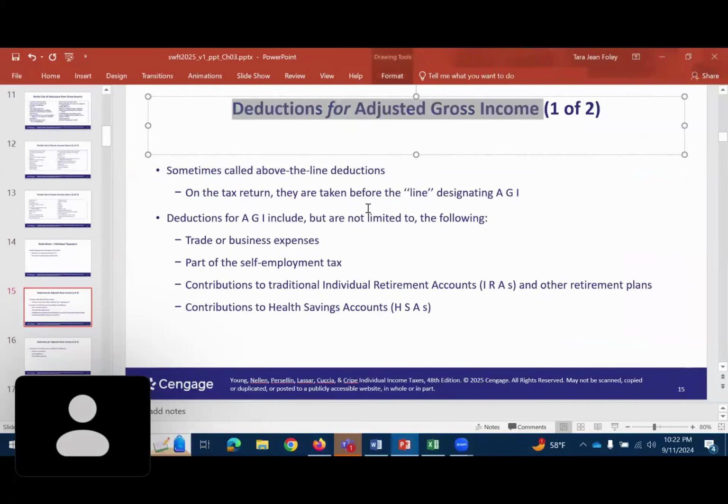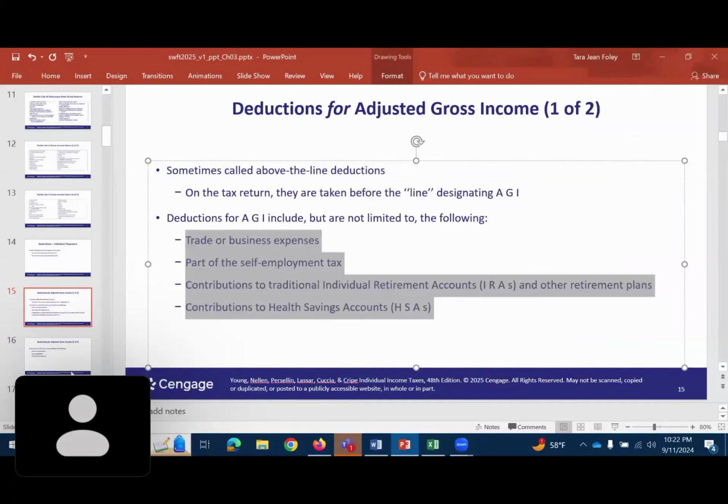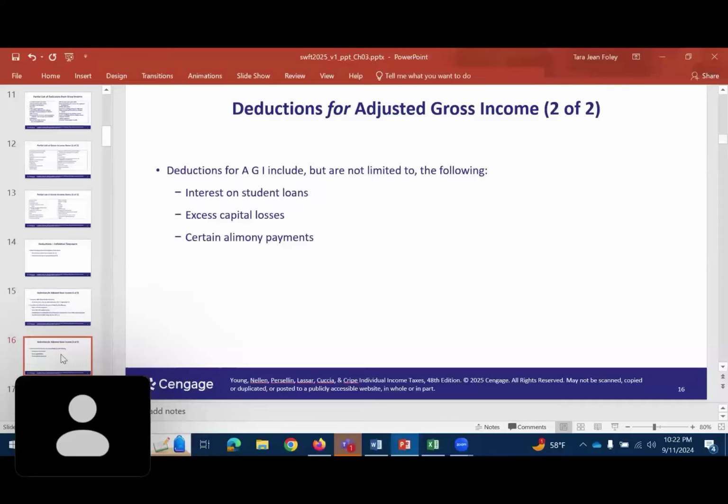Again, for AGI or above the line. They're taken before the line designated AGI. Okay. There's a whole bunch of them. Trader, business, schedule, and I went through some of the forms for you. Deductions for AGI, interest and student loans, excess capital.